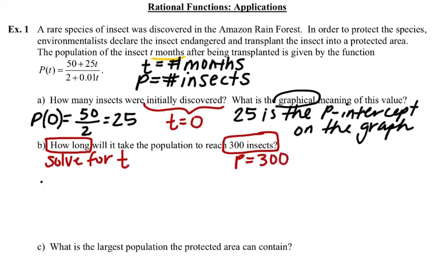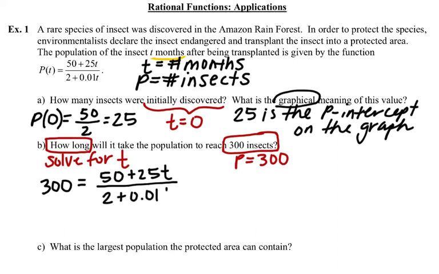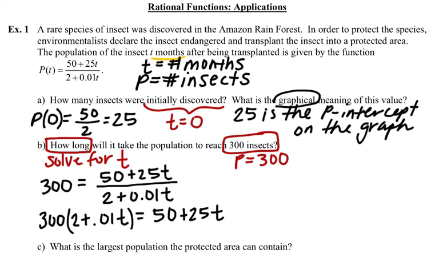So that's just a substitution problem as well. Substitute 300 in for p, for population, and we get an equation to solve. 300 equals 50 plus 25t, all divided by 2 plus 0.01t. So to solve this equation, we'll multiply both sides by the denominator, 2 plus 0.01t. So we'll end up with 300 times 2 plus 0.01t is equal to 50 plus 25t. And then you want to go ahead and distribute and combine like terms.